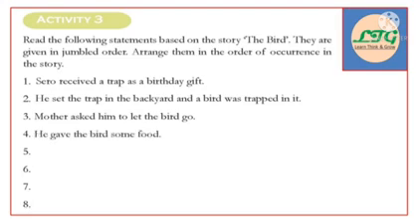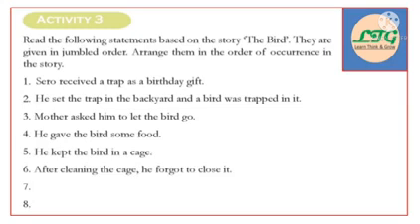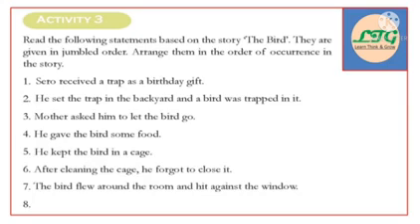Fourth one, he gave the bird some food. Fifth, he kept the bird in a cage. Sixth one, after cleaning the cage, he forgot to close it. The bird flew around the room and hit against the window. The last sentence, next day the bird was found dead.